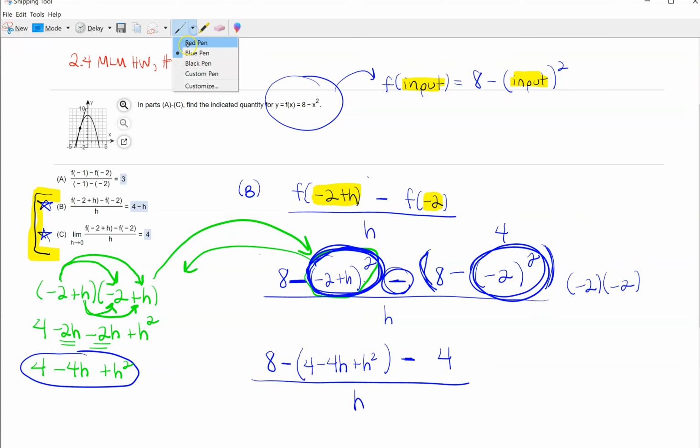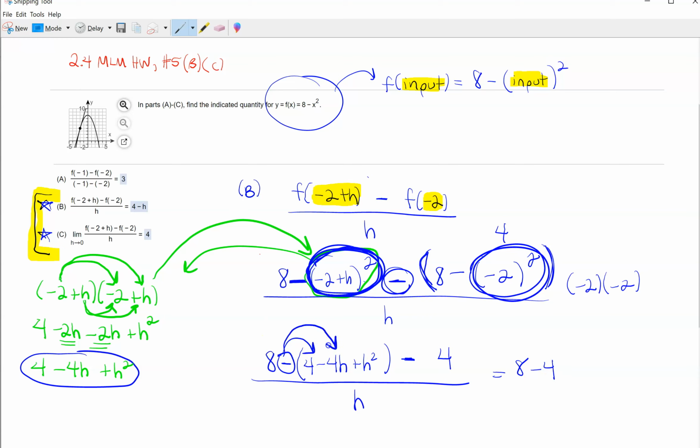So now I need to clean this up a little bit. I need to subtract every single piece of this trinomial. So let's go ahead and do that real quick. What am I going to get? I'm going to get 8. Then I'm going to subtract 4.